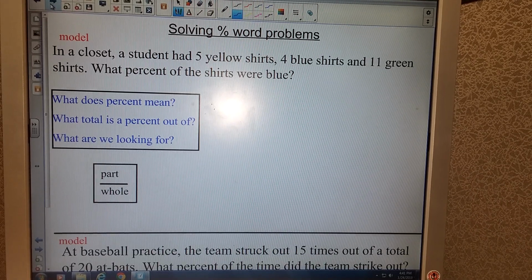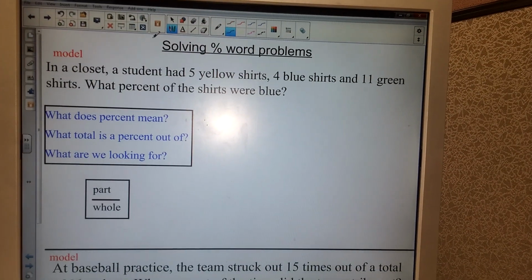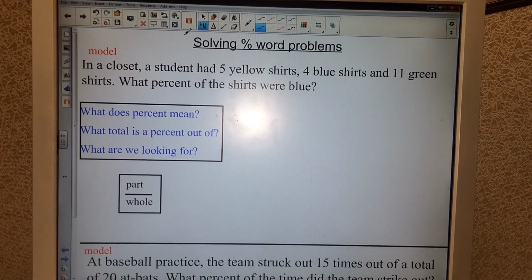And that's part 1 of percents. Solving percent word problems. Go ahead, pause the tape, give it a try.